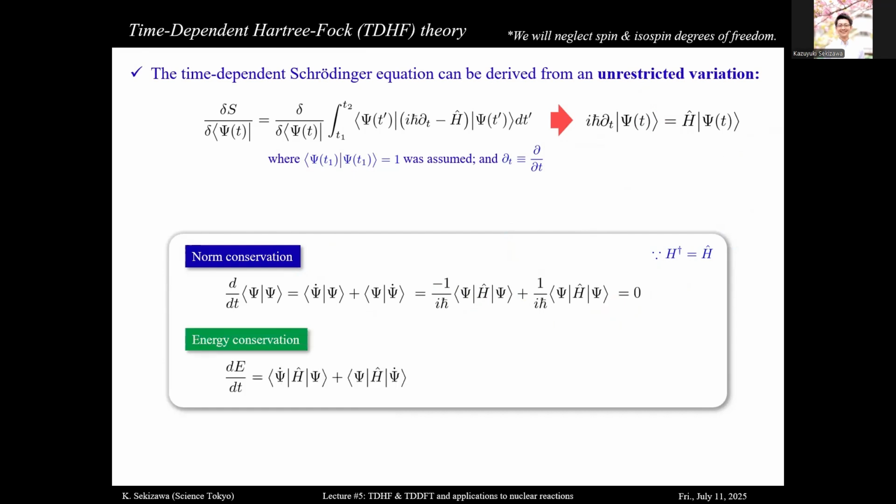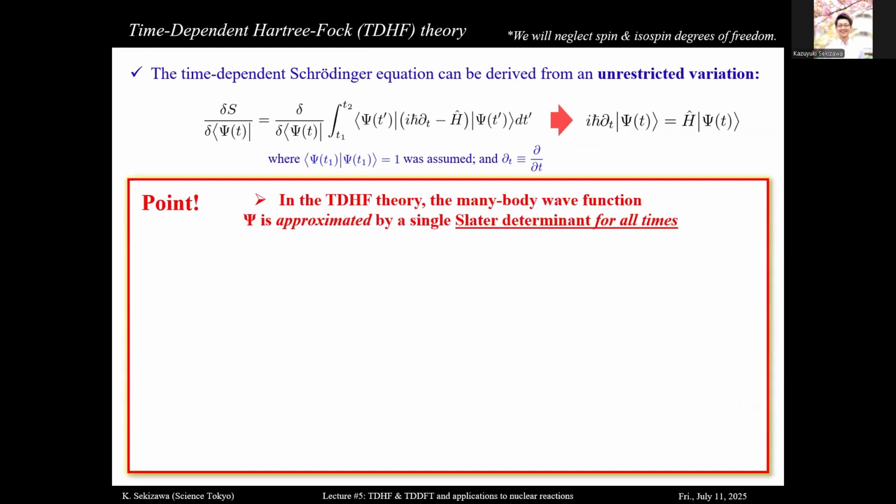Also energy conservation can be shown readily. By taking the time derivative of the energy expectation value and assuming that the many-body wave function is normalized, the time derivative operates on the bra and ket states. And by putting this in the opposite way, H psi can be replaced with i h-bar partial t psi. And you can get this energy conservation. So this is a basic property of the TDSE, time-dependent Schrödinger equation.